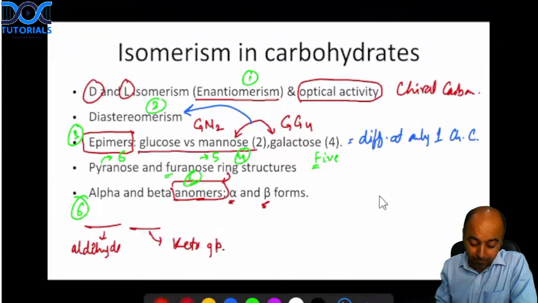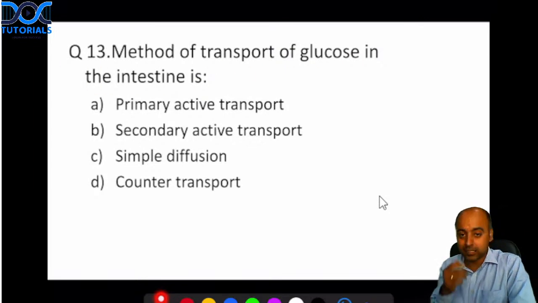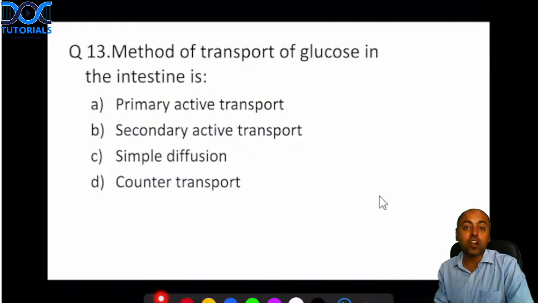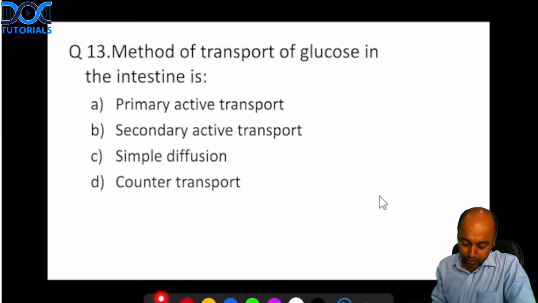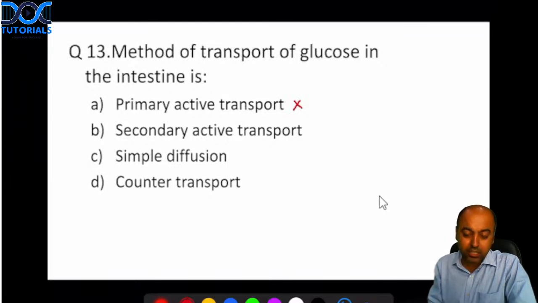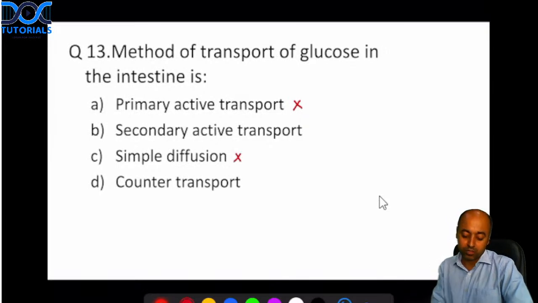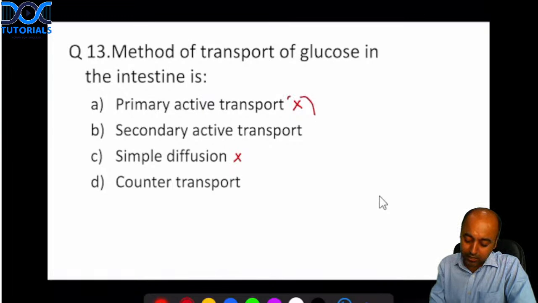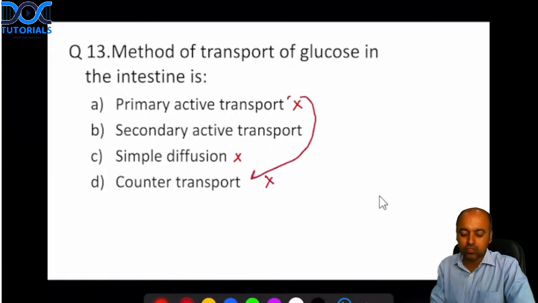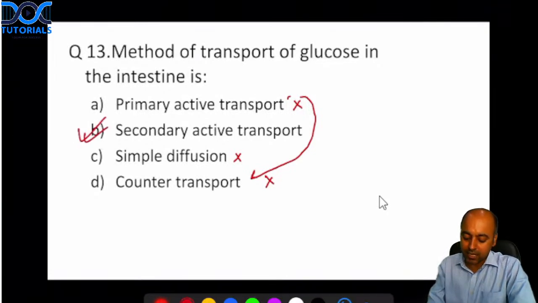Moving on to question number 13, method of transport of glucose in the intestines. Now you can see various options: primary active transport, secondary active transport, simple diffusion, counter transport. What you have to note is that primary active transport is present in the intestine, but it is not working for glucose. Simple diffusion is available, but very little glucose gets entry through this. Counter transport is again not for glucose. So among the available options, the best answer is secondary active transport.